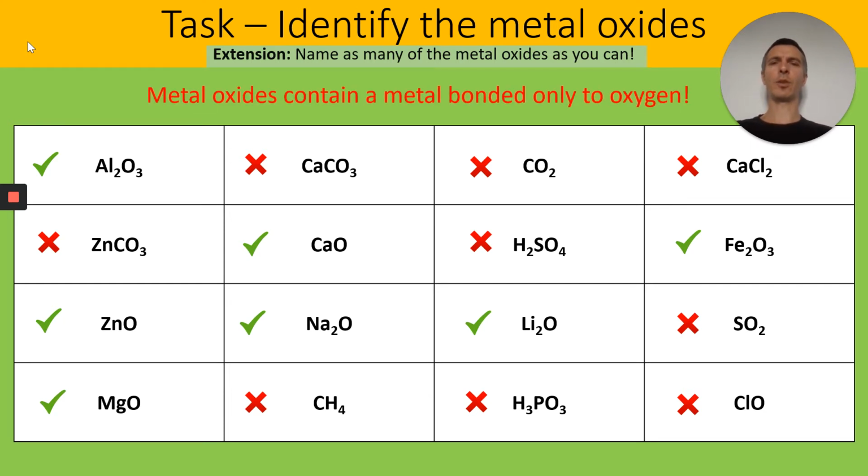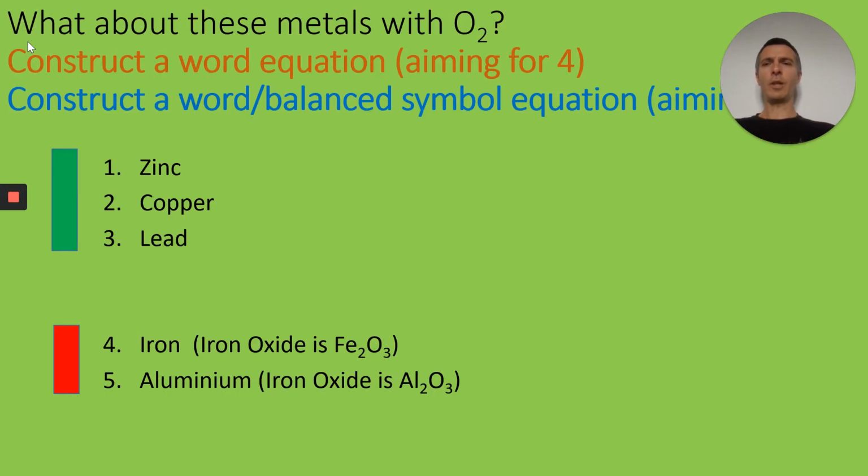So remembering, a metal oxide contains only metal bound to oxygen. Could you navigate this task, please? There are 3 green tasks and 2 red tasks. Could you choose 2 green, or a green and a red, or the 2 harder red ones?